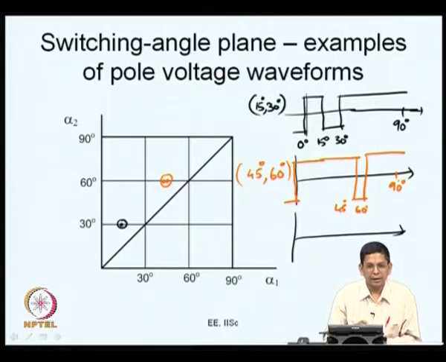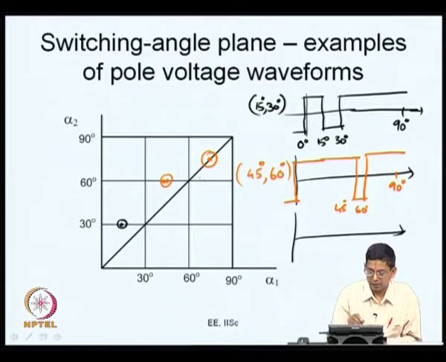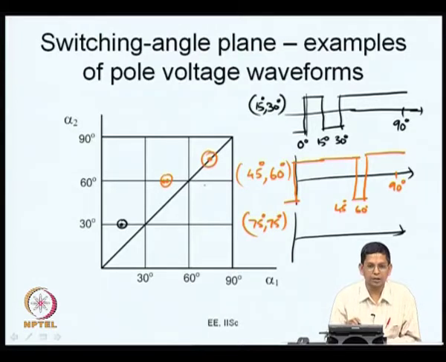Let me take yet another example. Let me say an example is here itself. This point is here. Let me call this point as C, or this is 75 comma 75. So, what is it that I am seeing? 75 comma 75, alpha 1 is at 75 degree, alpha 2 is also at 75 degree, that basically means there is no notch at all. So, this waveform is a square wave.